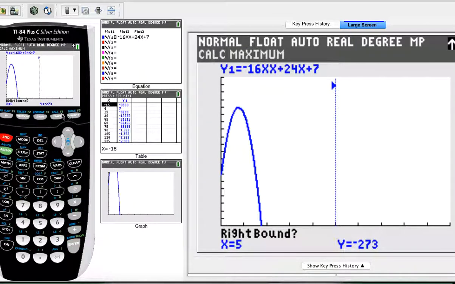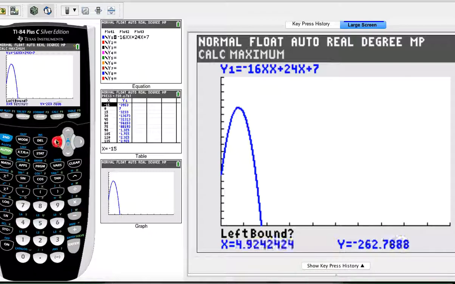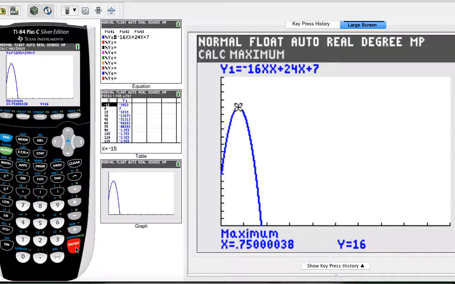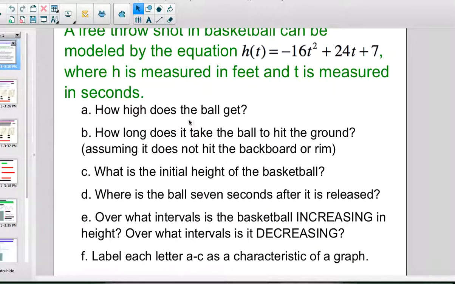Left bound says x is 5 right now, so y is really far down, so I'm going to go left. And I can see my y value is getting higher and higher, so it should start coming on the graph soon. There we go. You go left of the maximum, right of the maximum, and enter. I get 0.75, 16. So 16 is the y, which stands for height. So the maximum height is 16 feet.